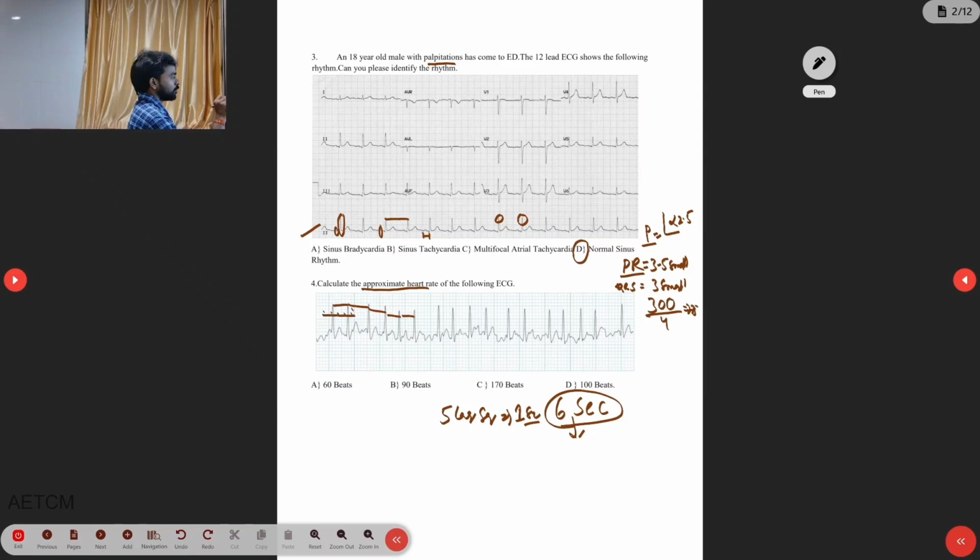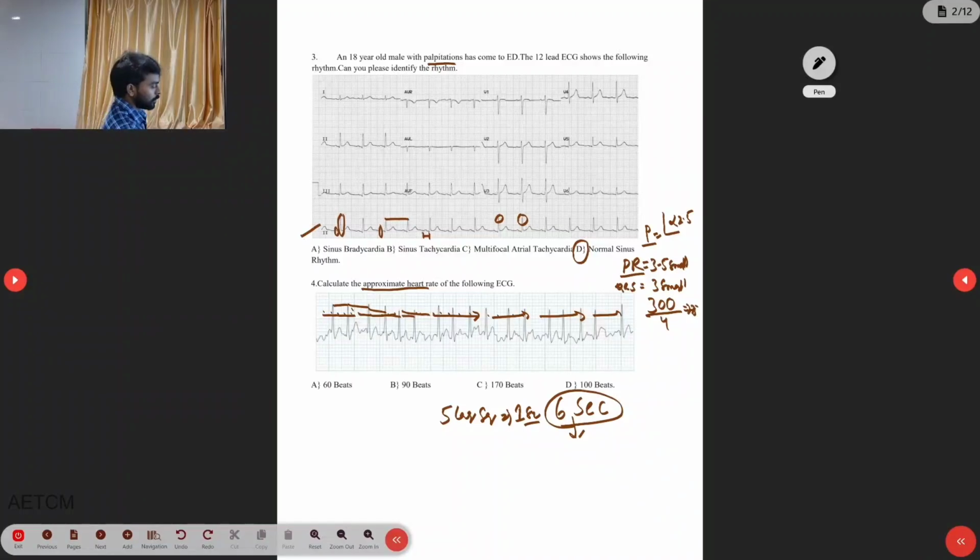Now this is 1 second. 1 2 3 4 5. This is 1 more second. 1 2 3 4 5. That makes 3 seconds. 1 2 3 4 5. 1 2 3 4 5. So like that you just count the number of QRS complexes in 6 seconds.